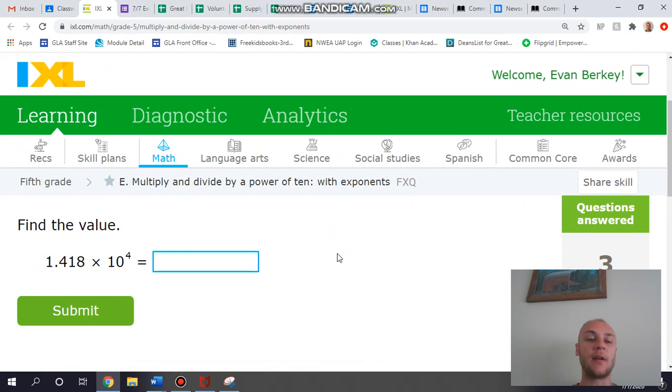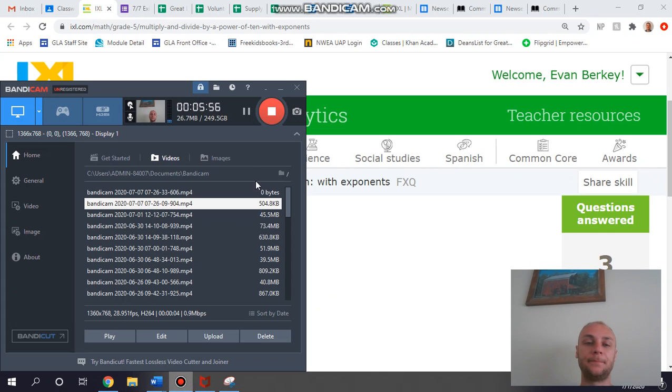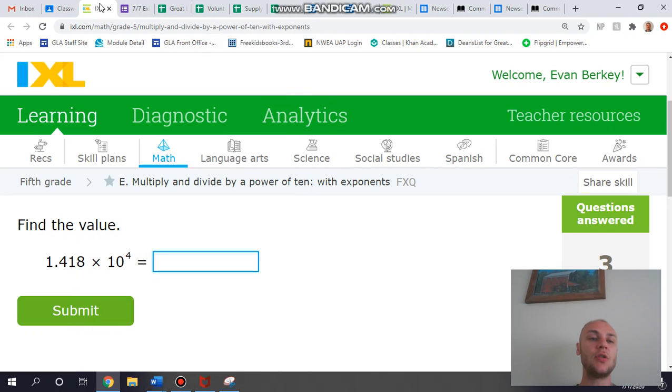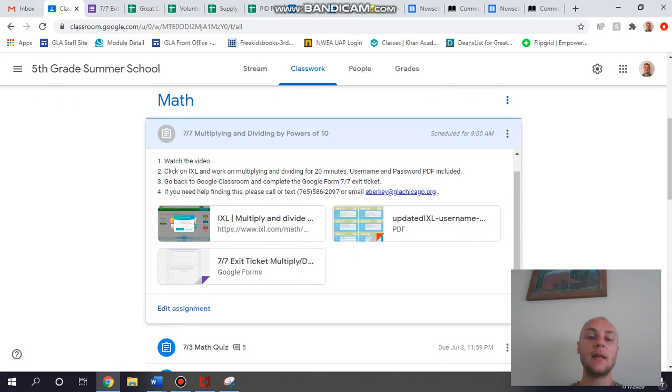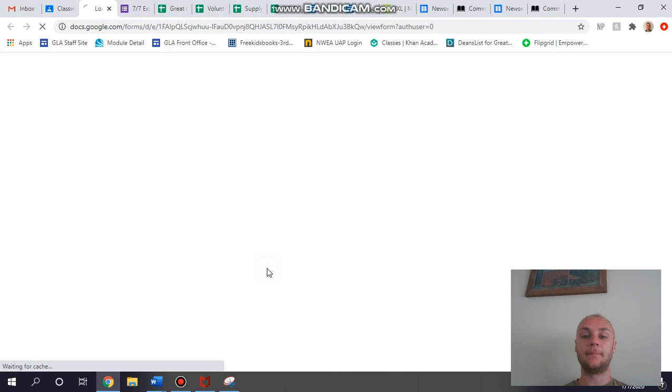Now, I'm going to show you what your exit ticket's like. I want you to be working on this for at least 20 minutes. When you get an answer wrong, it explains why. Read over why your answer was wrong if you got it wrong. Now, I'm going to show you what our exit ticket looks like for today. Once you are done with IXL, you may click the X and then come back to Google Classroom. Go ahead and just click that Google Classroom tab. Come on down, and then you're going to click on 7/7 exit ticket.